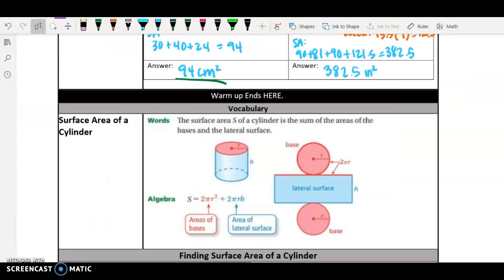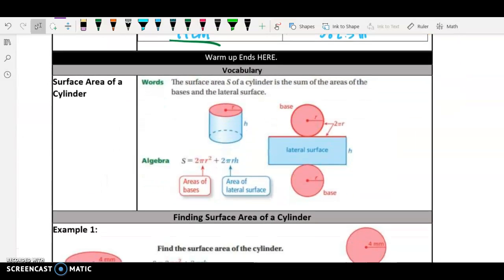All right, so now let's move on to our new content. So surface area of a cylinder. The surface area, which we say is S, I typically use SA, but it doesn't matter, is the sum of the areas of the base and the lateral surface. What that means is we're going to find the area of this blue section here that goes around it. So think of a can of soda. We're going to go around, and then we're also going to find the area of the top and the bottom, and then we add those together.